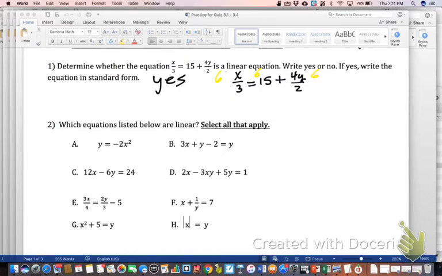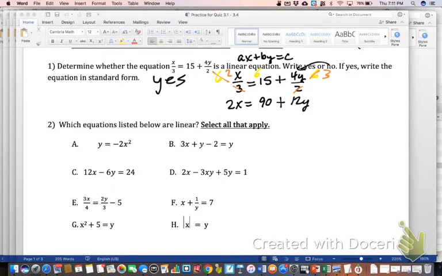If I cancel, this will leave me with a 2. That'll leave me with 3. And then, of course, I just need to multiply the 6 by 15 because it doesn't cancel. So I've got 2x is equal to 90, because 6 times 15 is 90, plus 3 times 4y gives me 12y. Remember that standard form is ax plus by is equal to c.